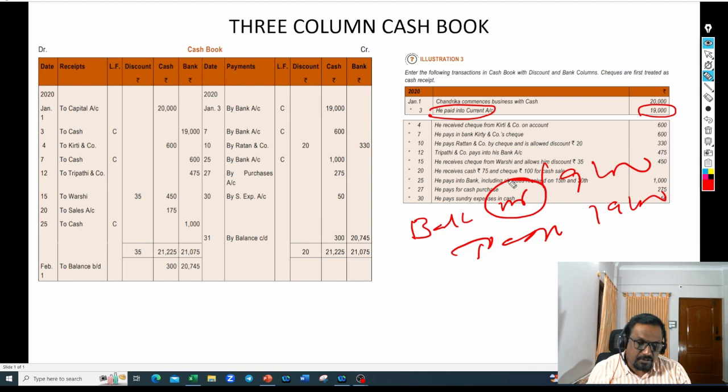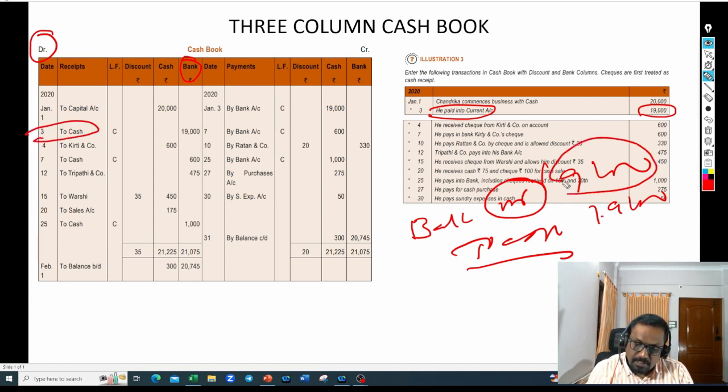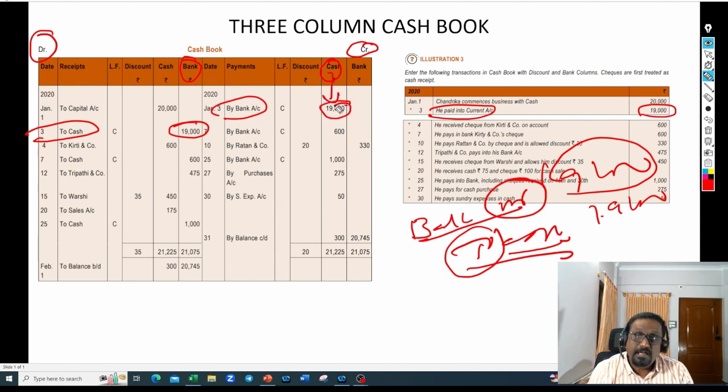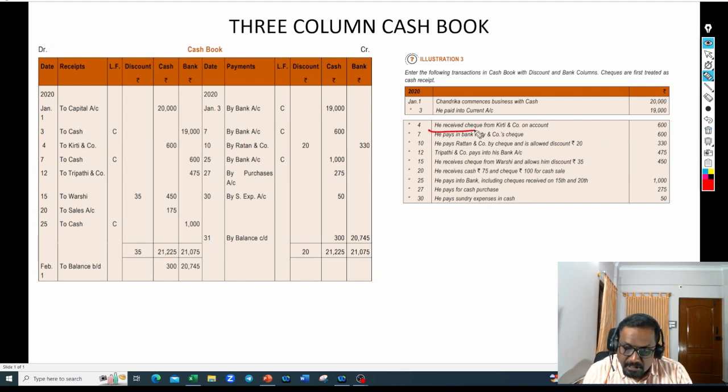So bank account is debited. So on the debit side, in the bank column you need to write. What am I supposed to write? To cash. See here, to cash. 19,000 I need to put in the bank column. Then cash account is credited. On the credit side, in which column do I have to write? In the cash column. What am I supposed to write? By bank, and in the cash column I put this 19,000. See, this entry has come in both the sides. Since this entry has come in both the sides, you need to put C opposite to it. That means you are indicating that it is a contra entry. Clear? Right.